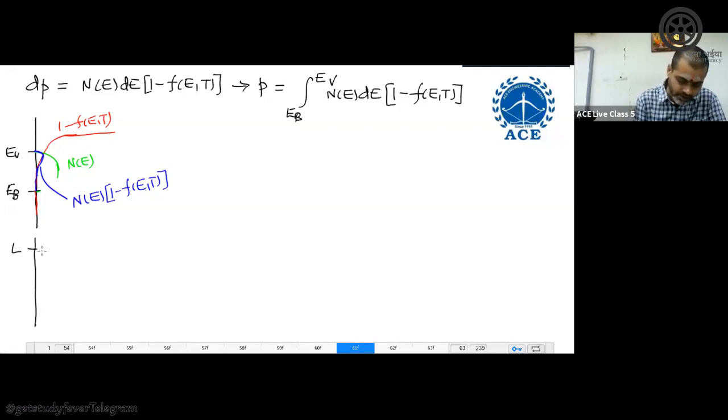Okay, so this is EB, this is EB. And what is N of e? Something like this, N of e. And what is 1 minus f of e comma t? You get something like this. Okay, so this is 1 minus f of e comma t. Here I am not completing the 1 minus f of e comma t.